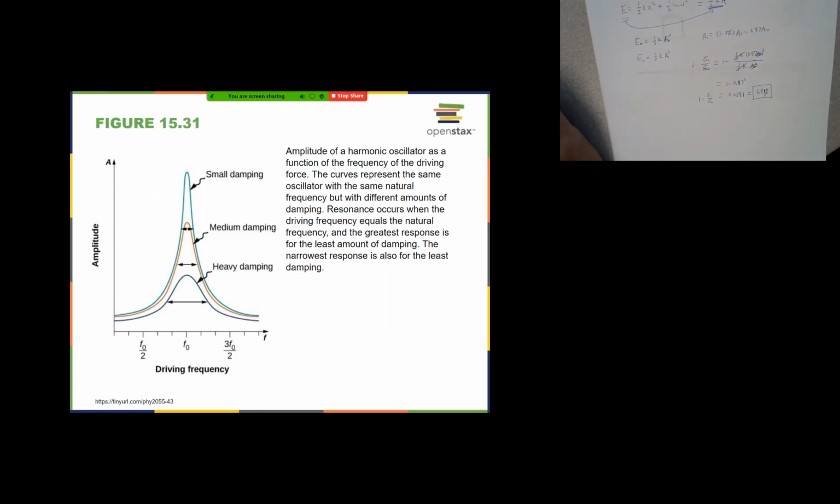It also depends on damping. If you have small damping, then the amplitude will be the maximum. If you have medium damping, and then heavier damping will give the minimum amplitude, as we would expect.